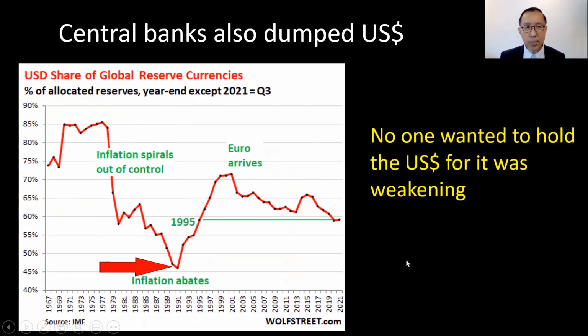Besides selling the US dollars, a lot of people, central banks especially, were not keeping the US dollar as reserves anymore. This chart shows the percentage of reserves in US dollars. It hit a peak of around 85% in 1975, and then after that, with inflation spiraling out of control, a lot of central banks decided to get rid of them. So that proportion fell from 85% all the way down to about 46% in 1990. Because in 1990, that was when the US managed to finally control the inflation.